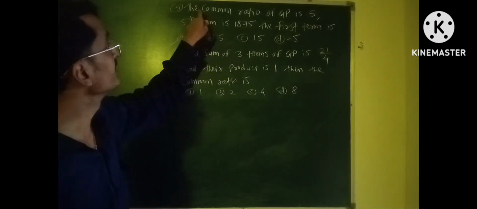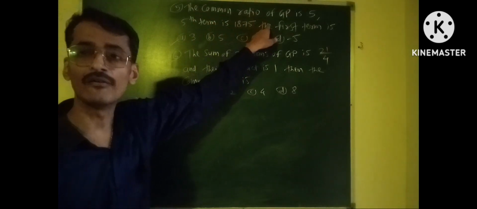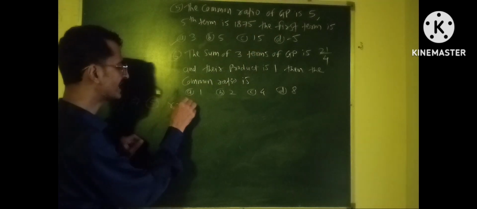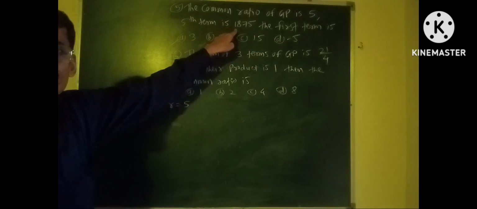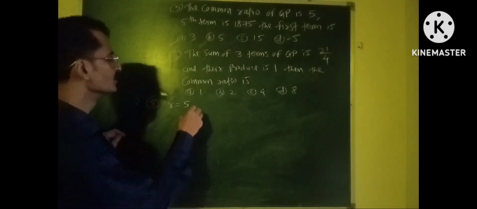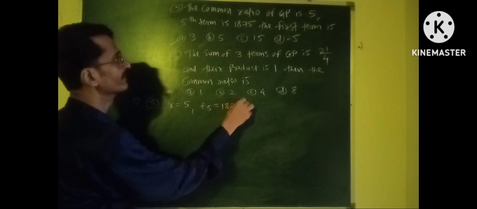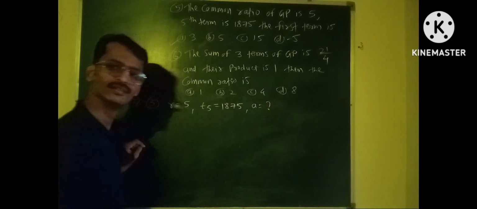Now in this MCQ of sequence and series, it is given that the common ratio of a GP is 5. So common ratio, that means r is given as 5, and the fifth term is given as 1875. So T5 is given 1875. The question is the first term, that means what is a?